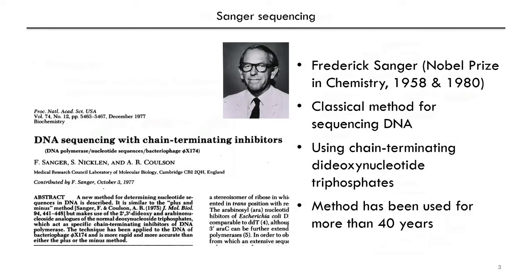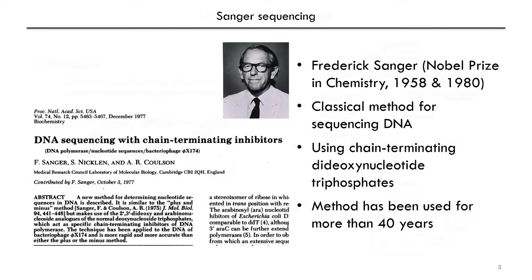As I said, Sanger sequencing is sort of the classical method of DNA sequencing. It was developed by Frederick Sanger, who won the Nobel Prize for his work on DNA sequencing in 1980. This was his second Nobel Prize. His first Nobel Prize was for protein sequencing, and particularly for determining the amino acid sequence of insulin.